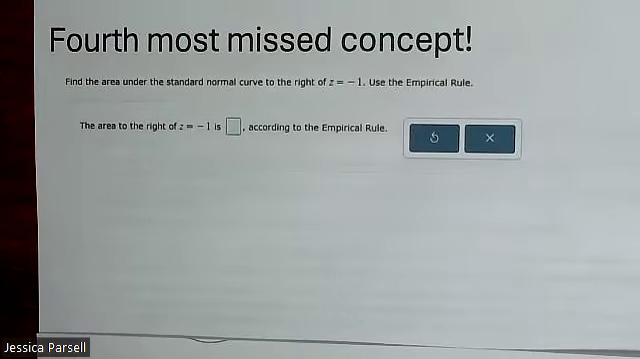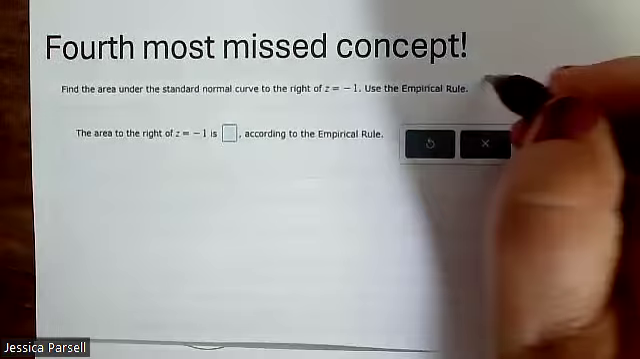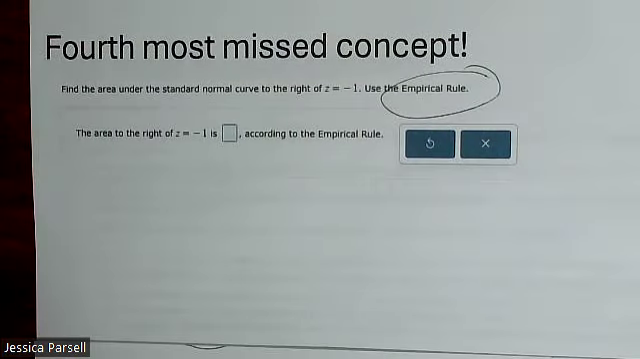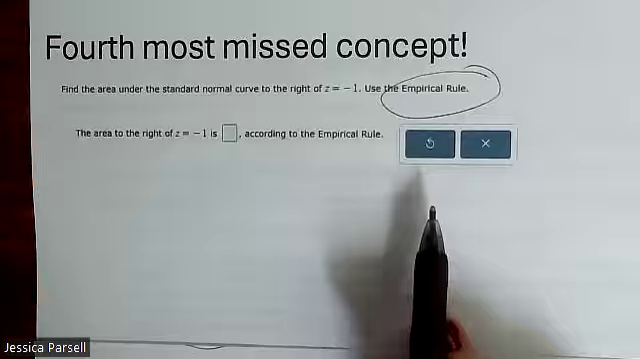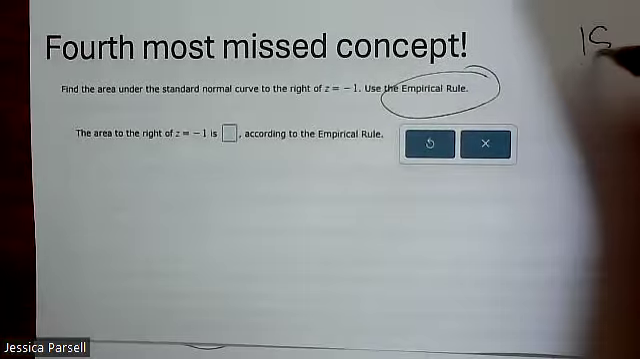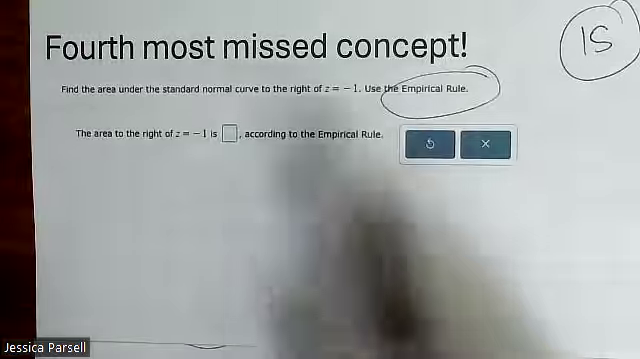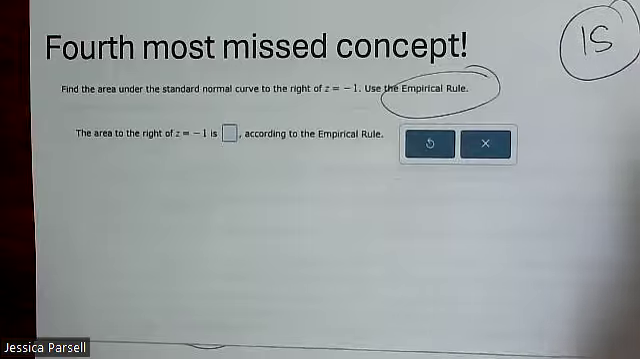Okay, the fourth most missed concept, again, it's the empirical rule. So we definitely see a pattern here. You definitely want to nail the empirical rule because there's, I think, 15 questions on test 2, and there could be potentially 4 of them so far that use the empirical rule.